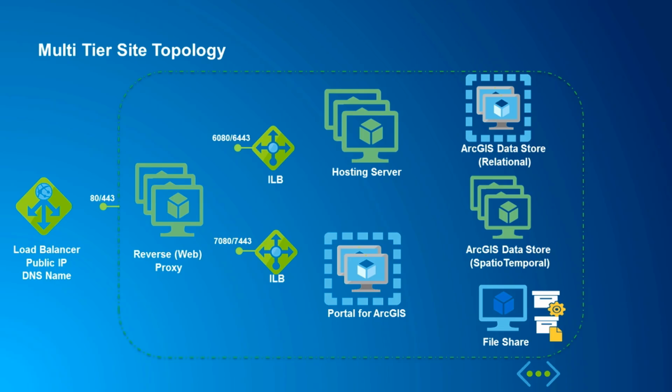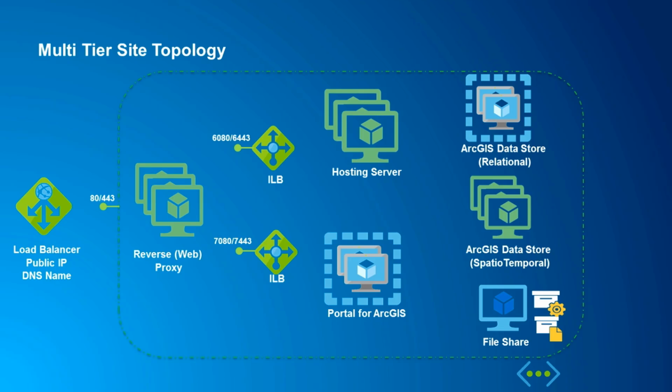So the hosting server is behind a load balancer and listens on the ArcGIS server ports, 6080, 6443. The portal for ArcGIS listens on 7080 and 7443. And then stepping back another tier, you'll actually see you could have your ArcGIS data store for relational. And again, you can have a primary and a standby machine for it.